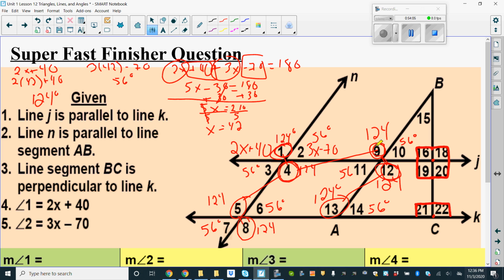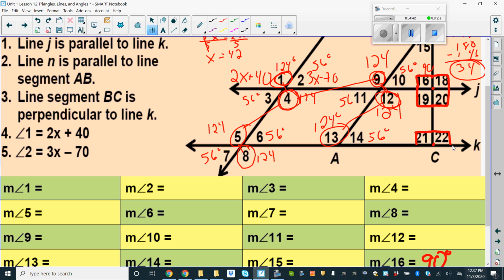So right now, the only angle left to solve for is 15. And we know that 16 is 90. We have our other angle, 10 is 56. We know that 15, 16, and 10 are making a triangle. So if we add up 90 plus 56, we are going to get 146. 180 minus 146 gives us 34 degrees. So that is 15. And we just solved for everything.